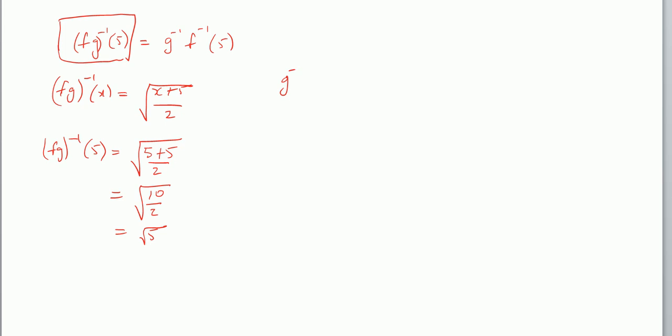Now we want to find G inverse F inverse of x first. We know what F inverse was. Previously we worked out F inverse and we got this. F inverse of x is equal to x plus 7 over 2. We also know that G inverse of x is equal to the square root of x minus 1.